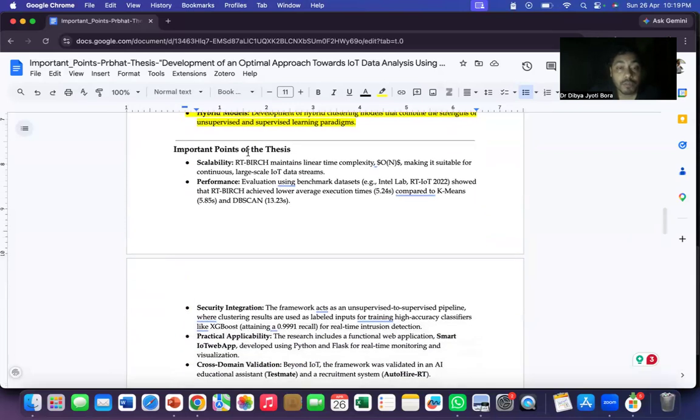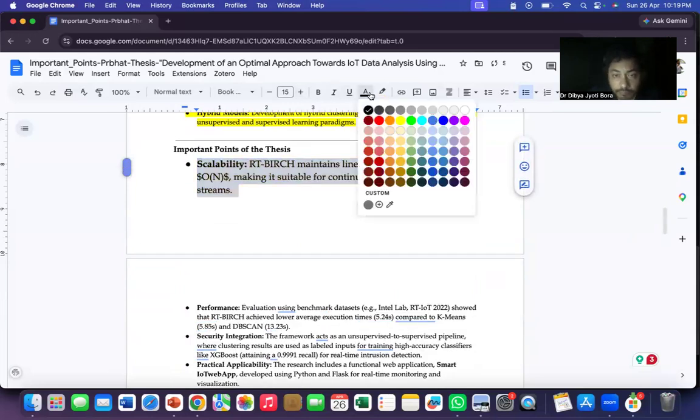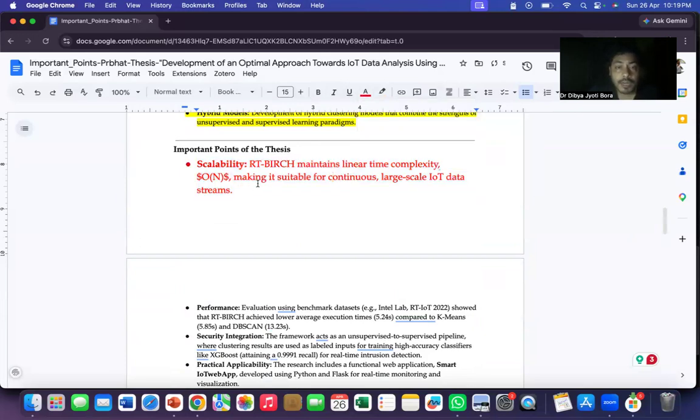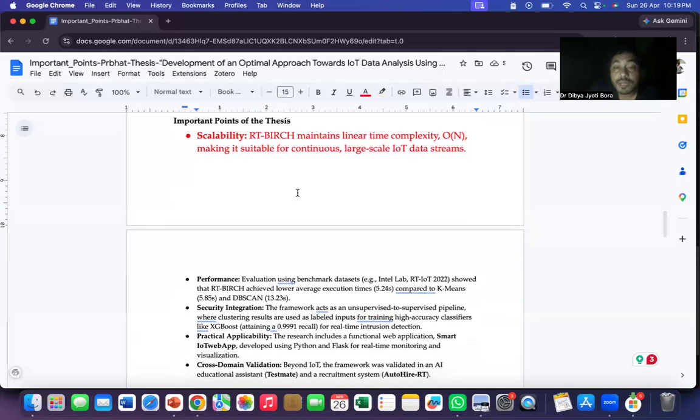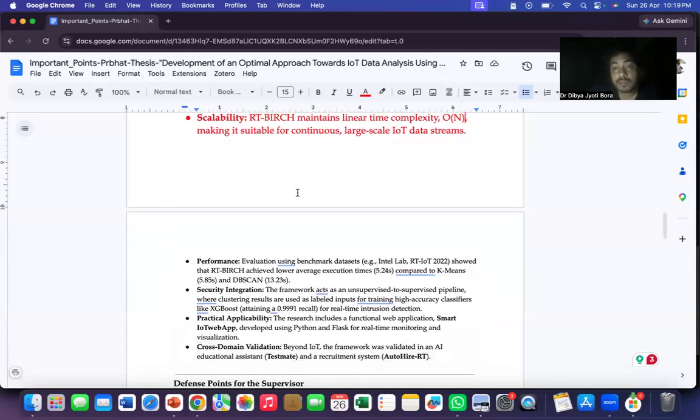Again, I'm repeating some important points of the strategy. The first one is the scalability. Here, this real-time burst maintains linear time. So that is the main advantage, and that is big O of N complexity, making it suitable for continuous large-scale IoT data streams. This is possible because this is happening in parallel. So parallel processing is done. That's why the complexity here is big O of N.